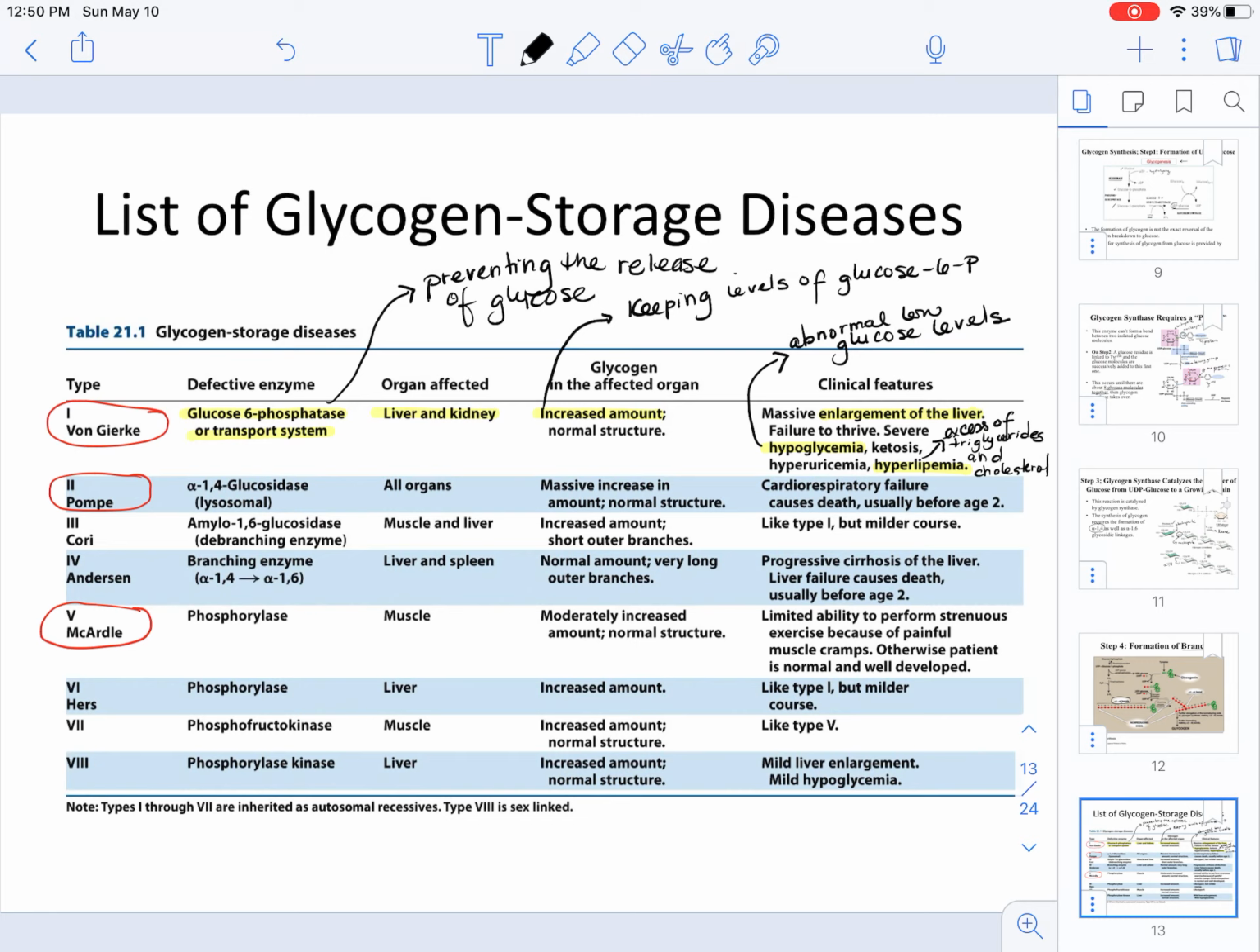As I mentioned, please make sure that for the exam, you go through the same process of understanding how the defective enzymes, for example, type 2, which is alpha-1,4 glucosidase, and phosphorylase, which is type 5, are going to be creating the effects that are outlined in this table.